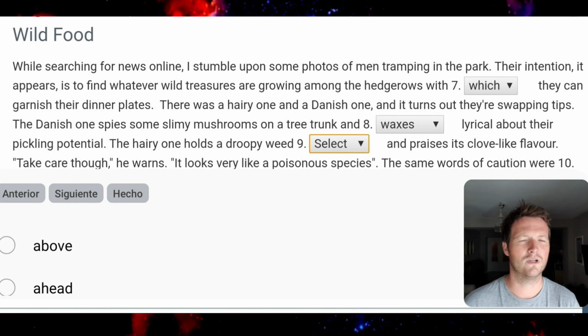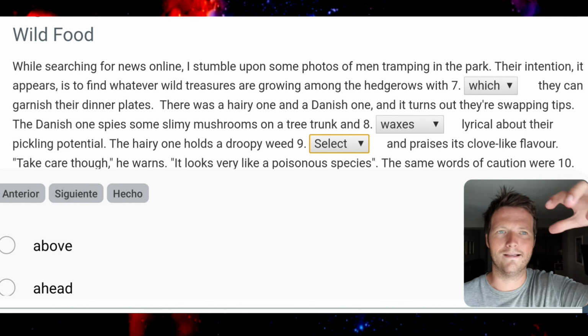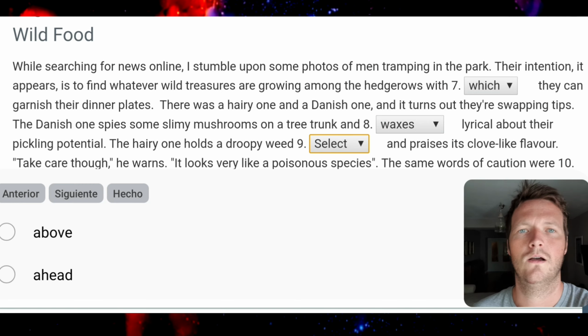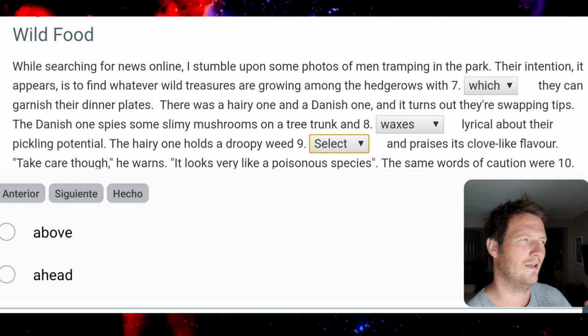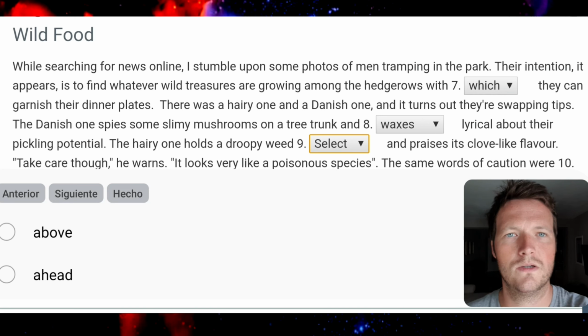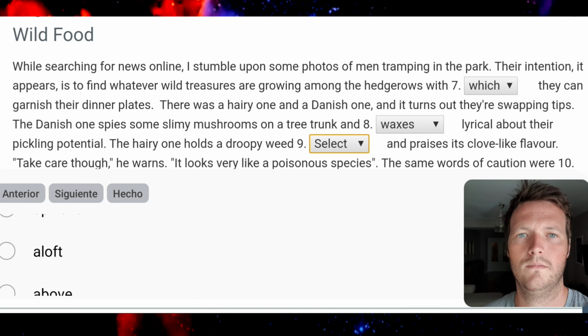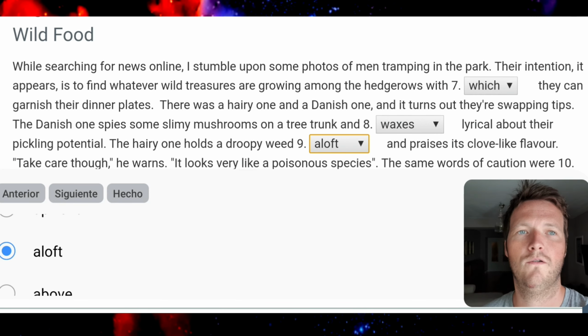Holds it above? Well, it would have to be above something else. So no, it can't be that. Holds it ahead, again, it would probably be to hold it ahead of something else. Yeah, I think we're going to go with aloft.